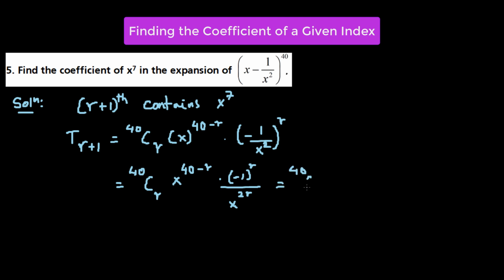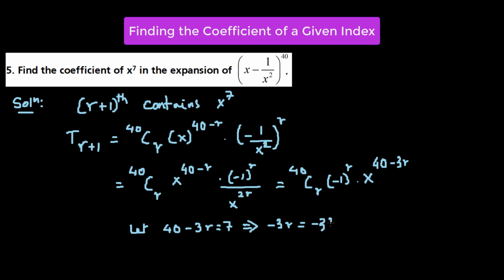which would give us 40Cr times negative 1 raised to the power of r times x raised to the power of 40 minus 3r. So what we have done, we have subtracted 2r, the exponent of x in the denominator, from the exponent of x in the numerator. Now to find x raised to the power of 7, we let 40 minus 3r equal 7 and solve for r. So that would give us negative 3r is equal to 7 minus 40, which is negative 33. And solving for r, we get r is equal to 11.